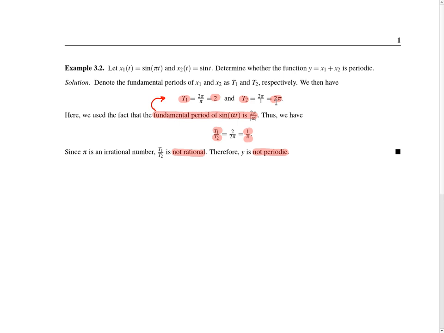So the next thing we need to do is take the ratio between t1 and t2. And if this ratio is a rational number, then the sum of x1 and x2, in other words, the function we're calling y, will be periodic. Otherwise, it won't be periodic.